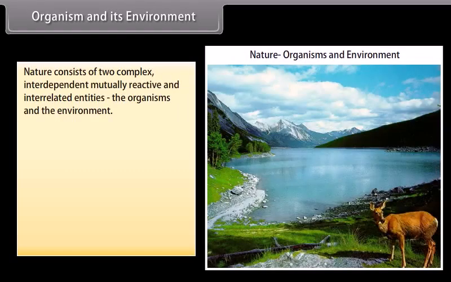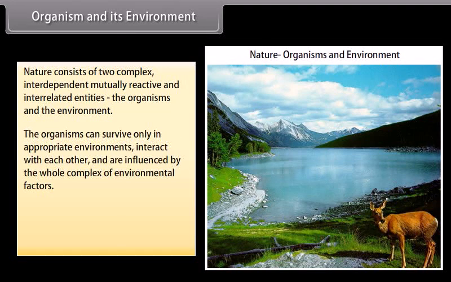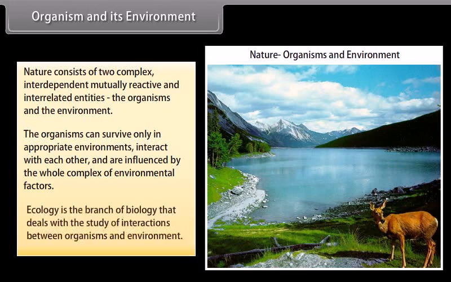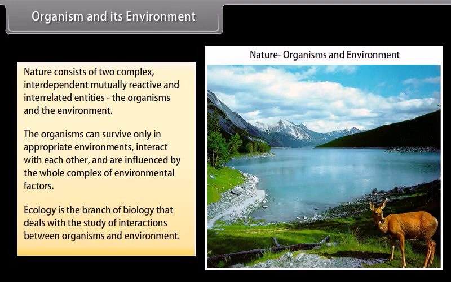Nature consists of two complex, interdependent, mutually reactive and interrelated entities, the organisms and the environment. The organisms can survive only in appropriate environments, interact with each other, and are influenced by the whole complex of environmental factors. Ecology is the branch of biology that deals with the study of interactions between organisms and environment.